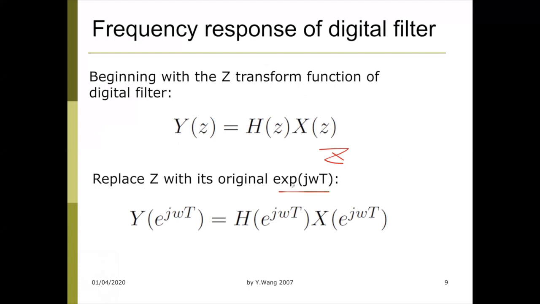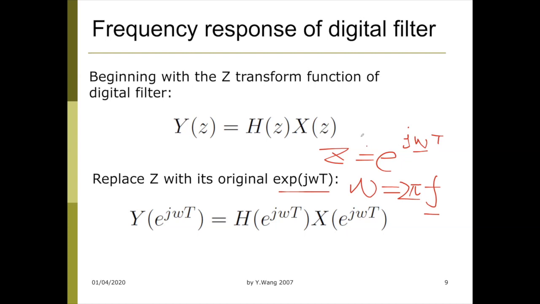Basically, Z's original expression is equal to exp, meaning e to the power of j omega t. And omega is your frequency. Omega is angular frequency, which is equal to 2 pi f. So f is your frequency. So in this case, Z is linked with the frequency.